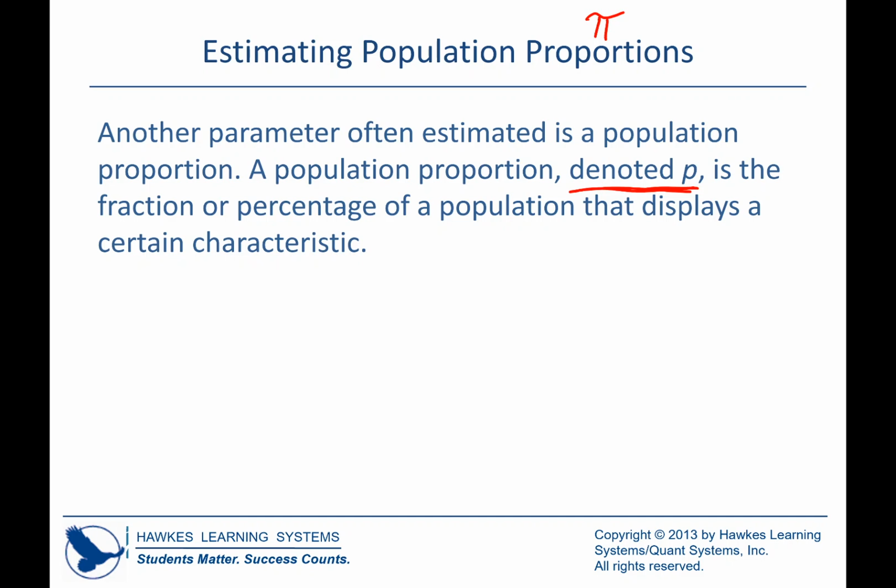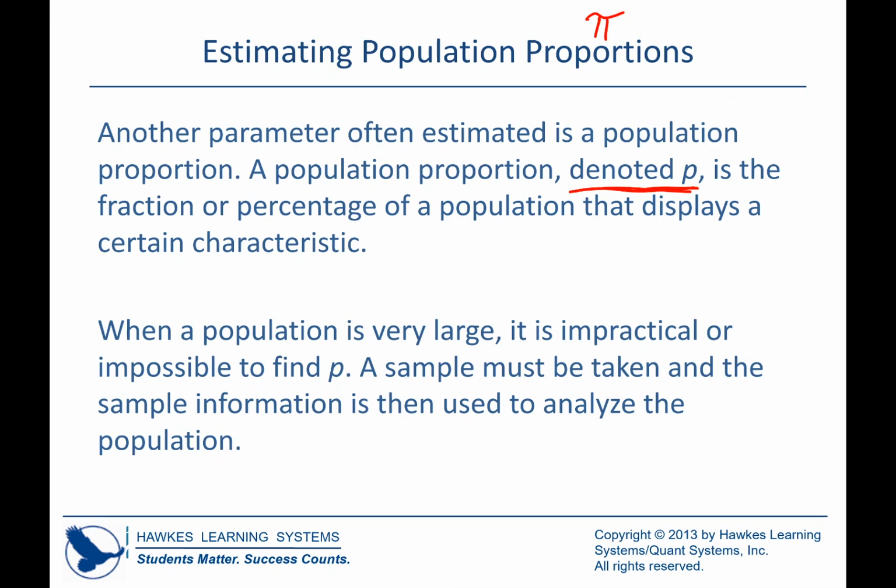So just like with means, if we can't take a census for some reason, then we're not going to directly calculate p. What we're going to do instead is take some sample data and use our sample data to come up with an estimate for our population proportion. Same big idea we had when we were doing this with means. Can't directly calculate because we're not going to take a census, so we just collect some sample data and make an estimate.